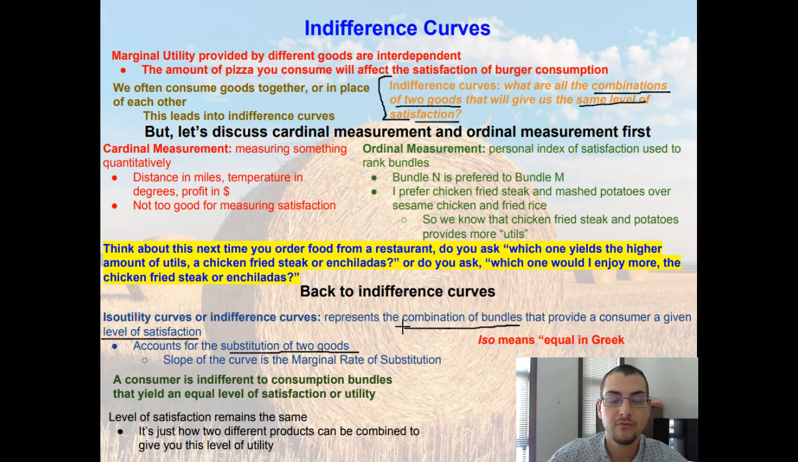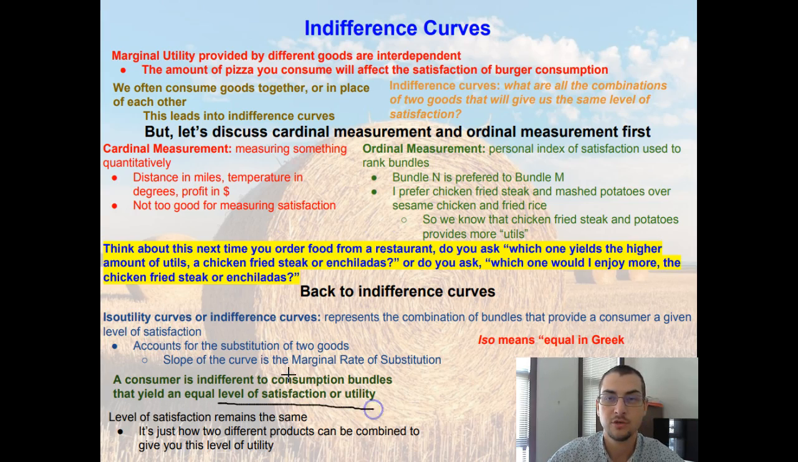Down here, it's more of a formal definition. It says it represents the combinations of bundles that provide a consumer a certain level of satisfaction. So it accounts for the substitution of two goods, like I mentioned, and the slope of the curve is the marginal rate of substitution. Just know that the slope of that curve is the marginal rate of substitution, and we're actually going to come back to that in a later video. So a consumer is indifferent to consumption bundles that yield an equal level of satisfaction or utility.